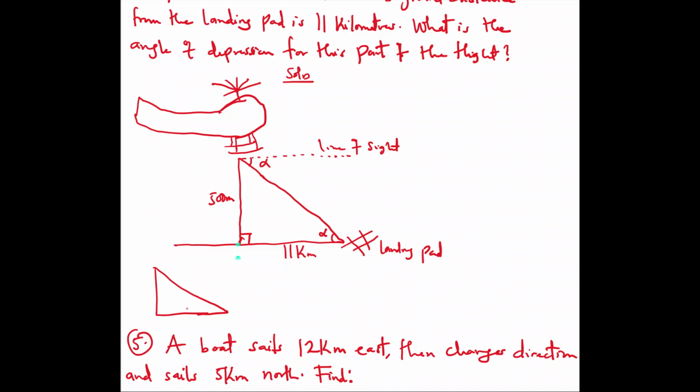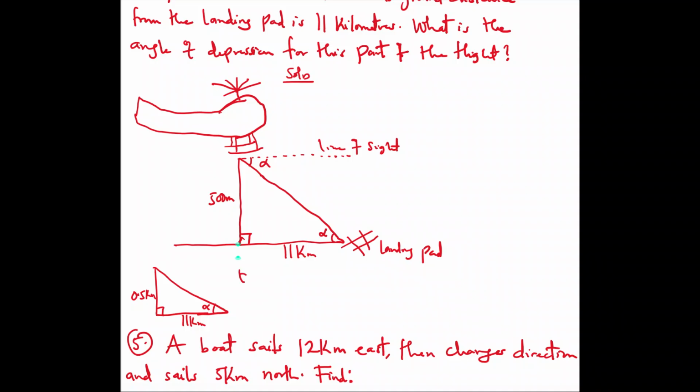Since we are given 500 meters, let's convert 500 meters to kilometers. 1000 meters is equal to 1 kilometer. Therefore 500 meters will be 0.5 kilometers, right? And this is 11 kilometers.